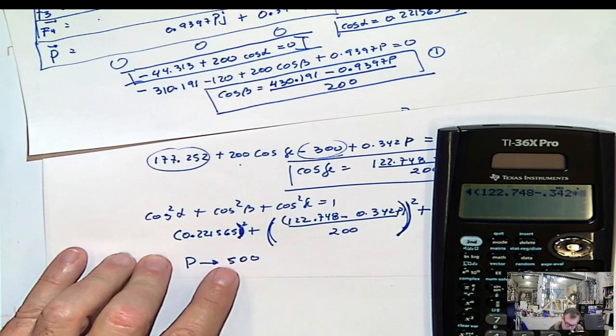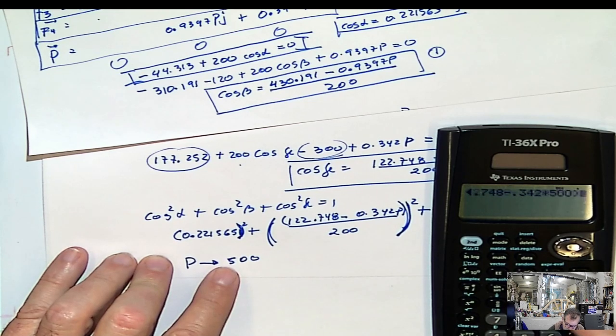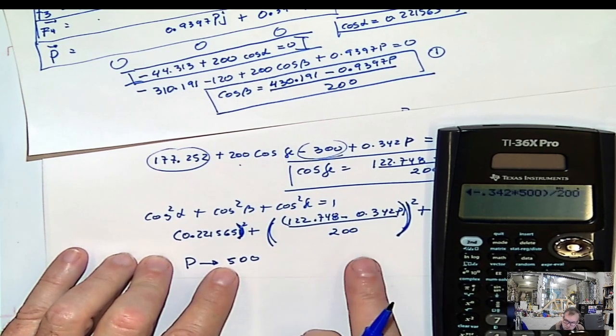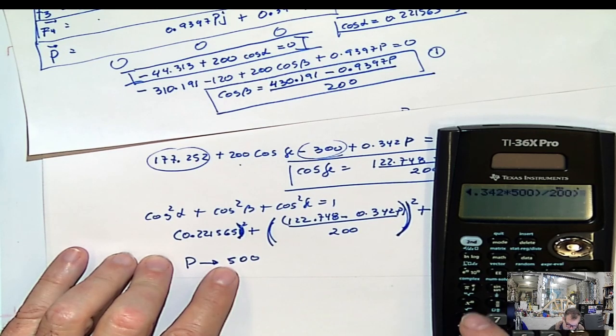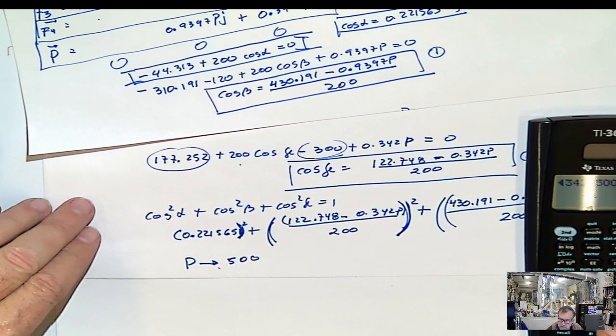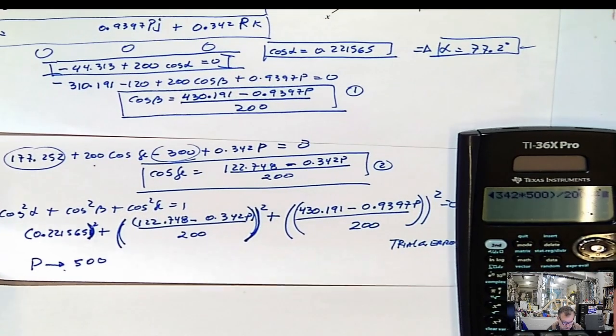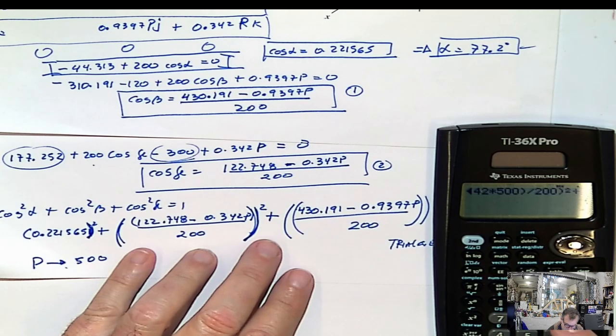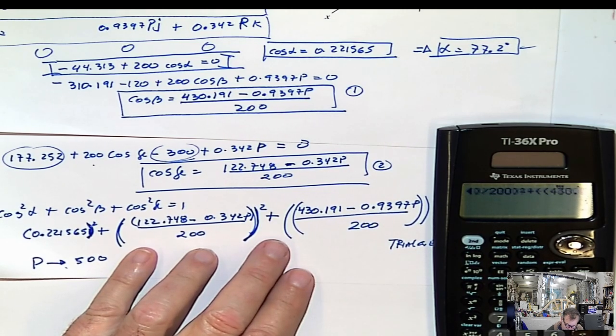Let's start with 500 and then we are correcting it. So I'm going to put here 500, that will be that P over there, divided by 200, and now everything is square in this term. Now go to the other term, plus parentheses, 430.191 minus 0.9397 times, we say 500, that's the initial value for P, divided by 200, and this is going to be a square. And now we just hit enter.